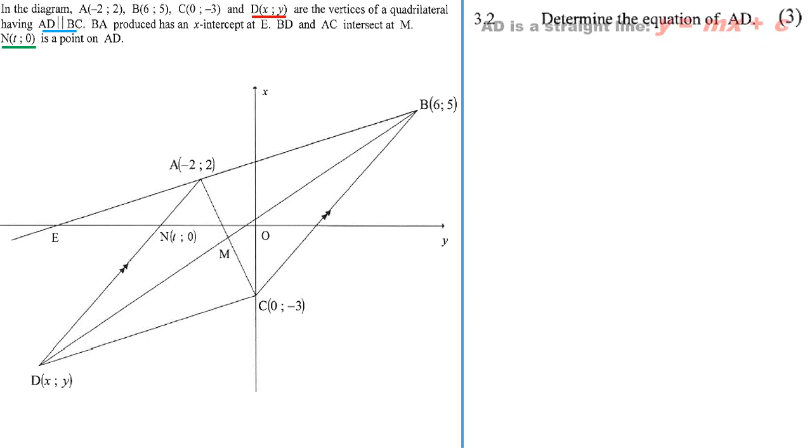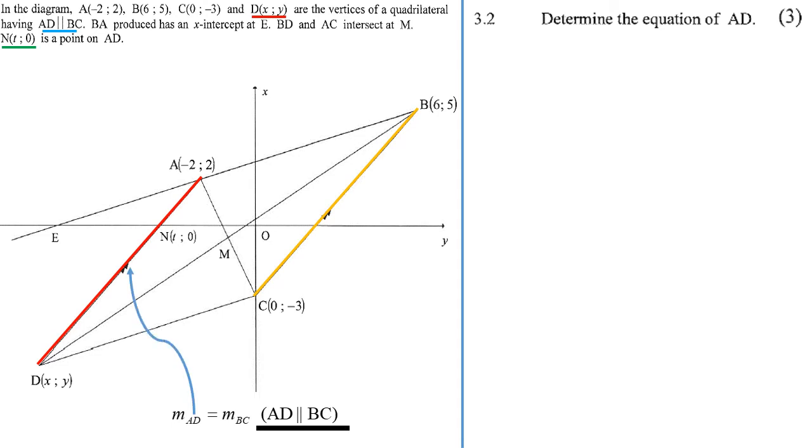Now let's check. AD and BC have a relationship because they are parallel to one another. What is the relationship? Their gradients are equal because they are parallel. And remember, m_AD is the gradient of the red line, which is AD, and m_BC is the gradient of the yellow line, which is BC. So now we don't need BC for now because we are looking at the equation of AD. All right. Now let's check.